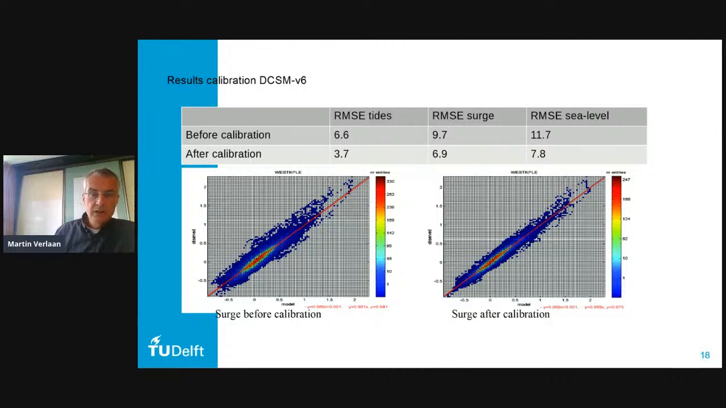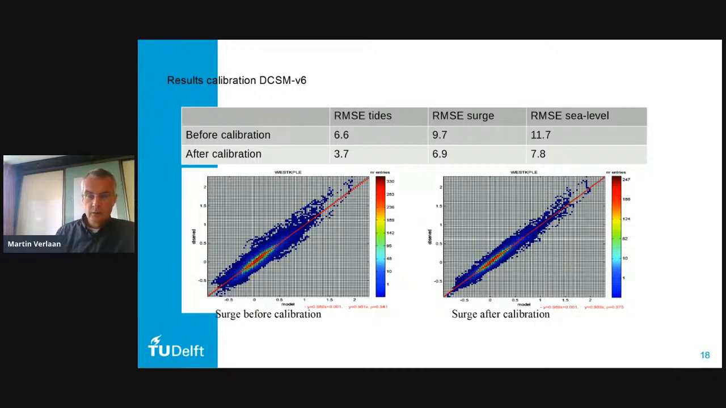If you do this, then you can get a clear improvement of the model, and you can see that the total errors, the residuals between the model and the observations, go from 11.7 centimeters on average to 7.8 centimeters. Now this is just an overall average, which you can also see in the scatter diagram below.